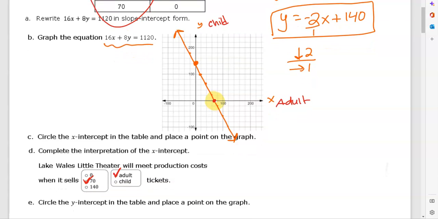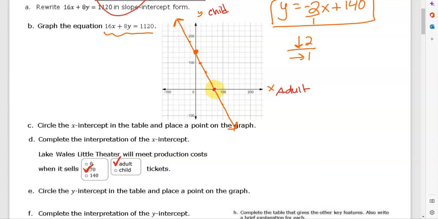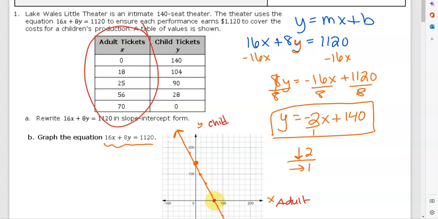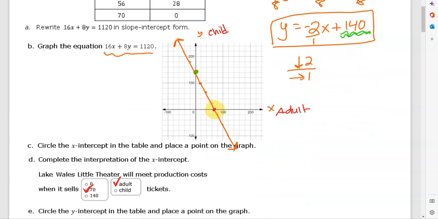Good, so adult tickets. All right, now we're going to circle the y-intercept in the table and place a point on the graph. So in my table, what represents a y-intercept? Some of us are still struggling with this. If I want the y, what has to be 0? The x. So is it going to be 0, 140, or is it going to be 70, 0? 0 and 140. This is our y-intercept, which also makes sense in my graph, right? Isn't that where we began our line? So this is our y-intercept.